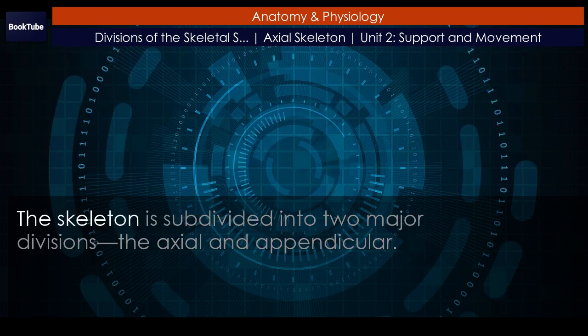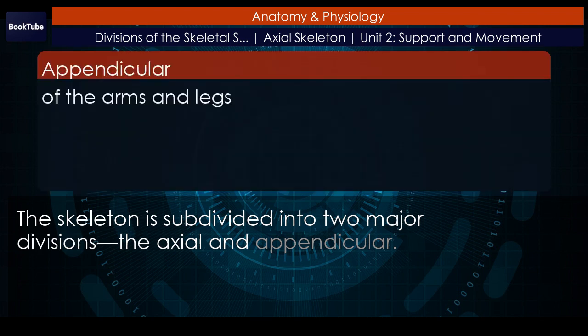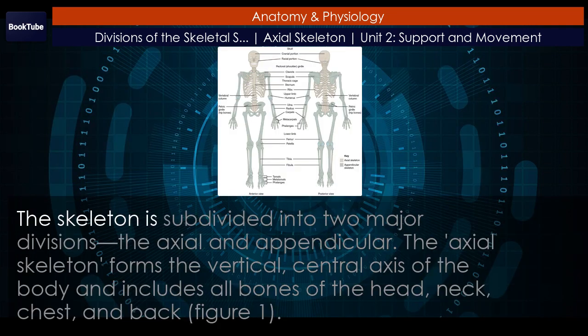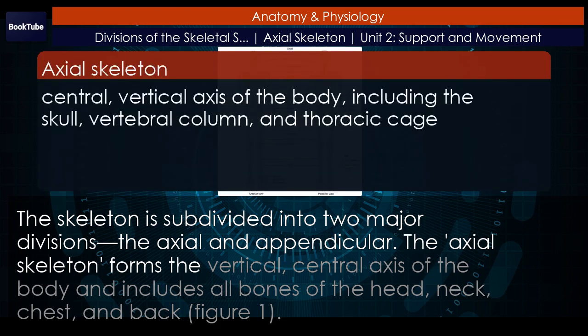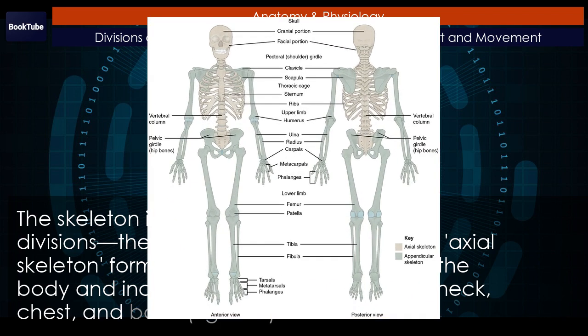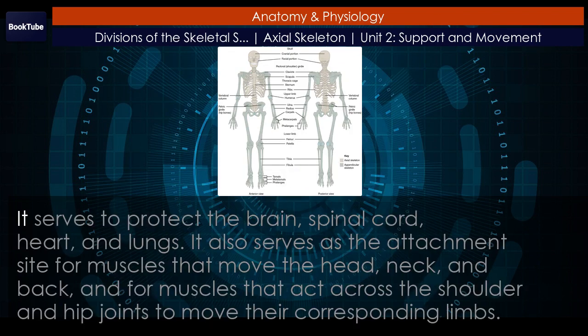The skeleton is subdivided into two major divisions, the axial and appendicular. The axial skeleton. The axial skeleton forms the vertical, central axis of the body and includes all bones of the head, neck, chest, and back. Figure 1. It serves to protect the brain, spinal cord, heart, and lungs.